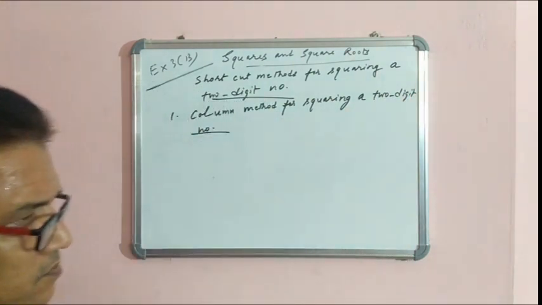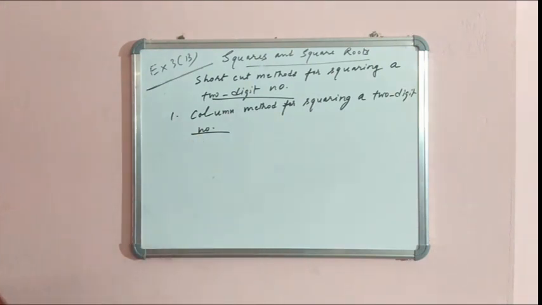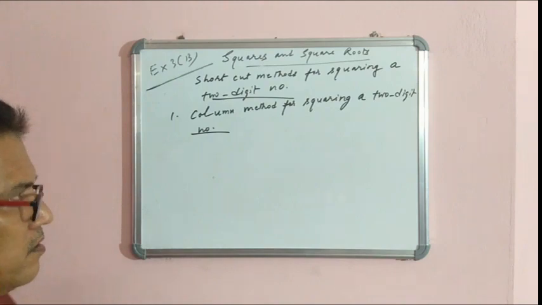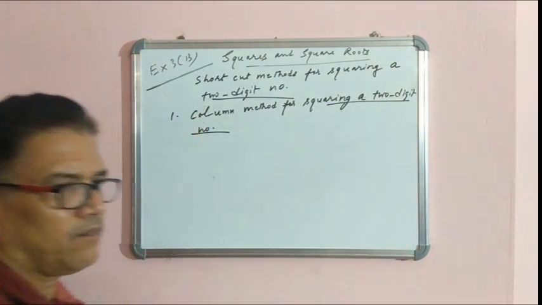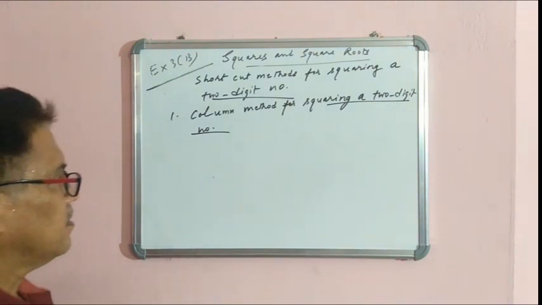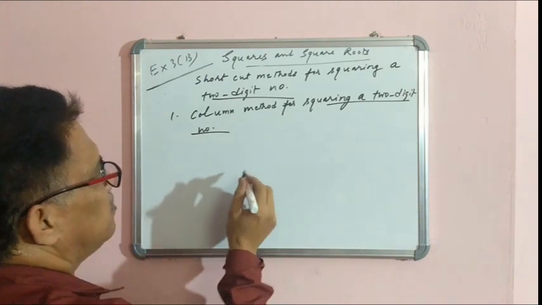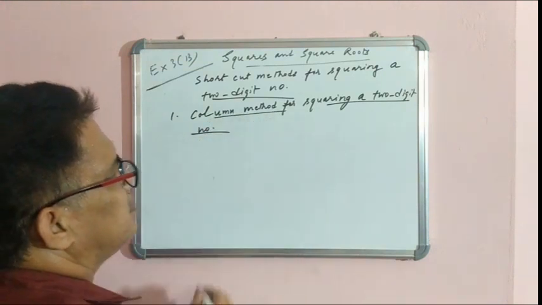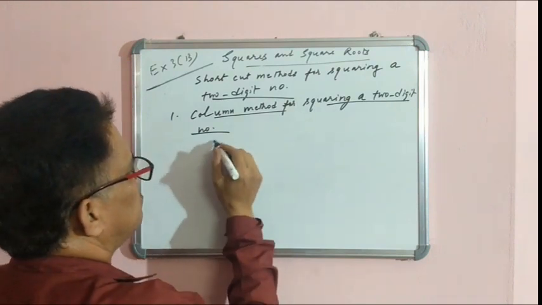There are two methods. First we are discussing the column method, and then we will solve problems based on the column method for squaring a two-digit number. This method is applicable for squaring only two-digit numbers. Its name is the column method. Clear?